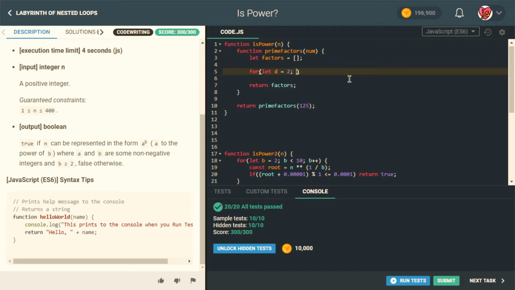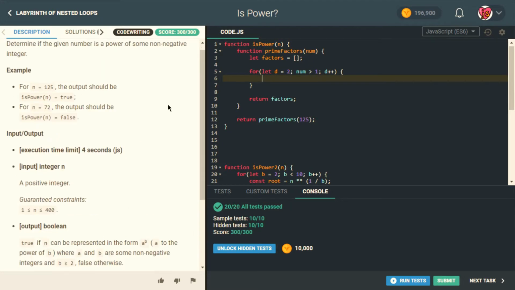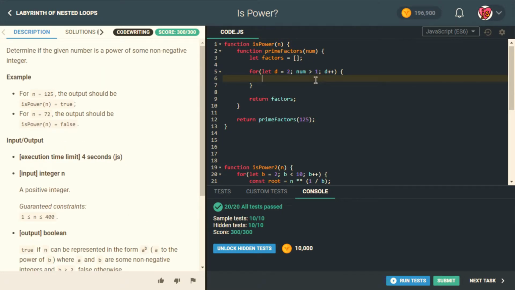Why are we starting at 2? Because if we were to start at 1, then we could divide anything by 1. We know it's a whole number, so there's no sense in checking for 1. We know everything is going to have 1 as a factor. 0? Oh, don't even get me started. You want to try dividing by 0? I don't recommend it. Anyway, we'll start at 2.